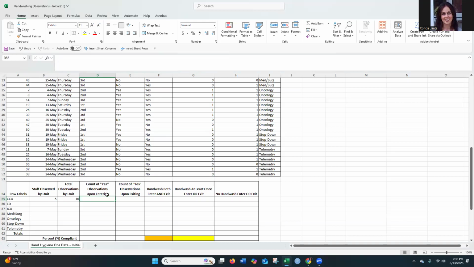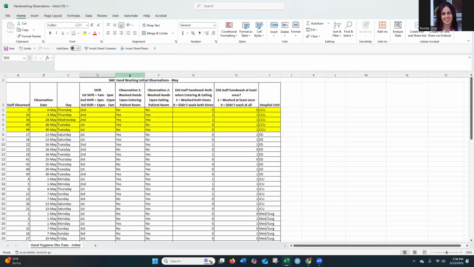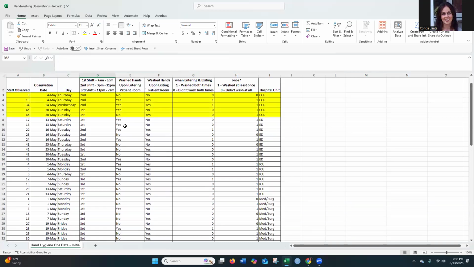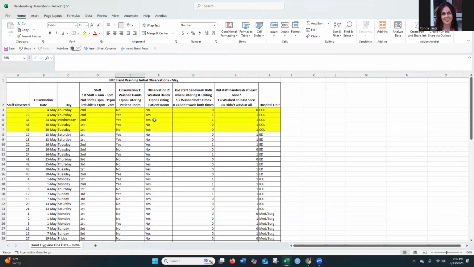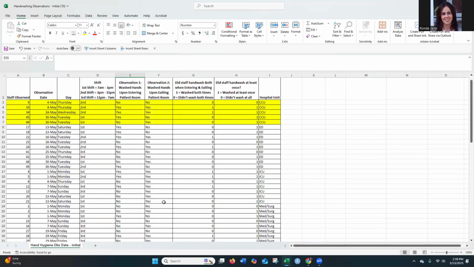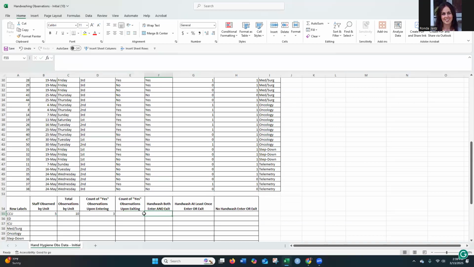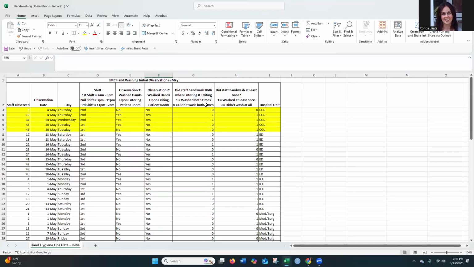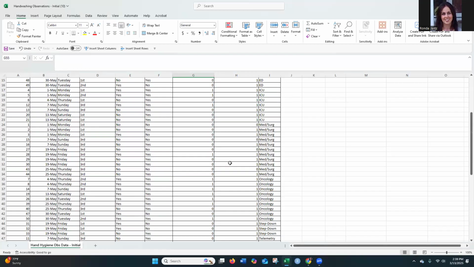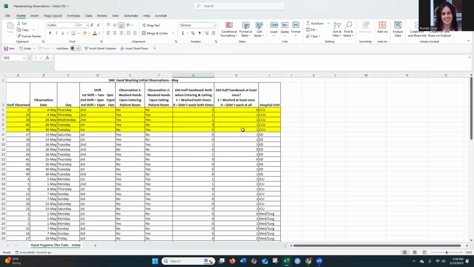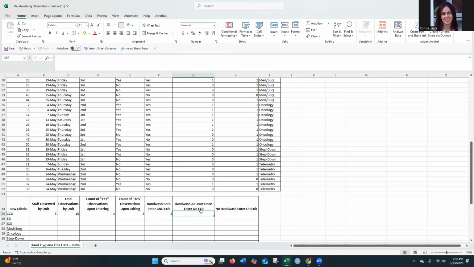The count of yes upon entering. We're going to look in column E. There are 3 who washed when they entered. So we're going to enter 3 here. Count upon exiting. We are going to also notice there are 3 yeses, so 3 on exit. Hand wash both enter and exit, that is column G. We're going to count the number ones. We have 2 number ones, so we'll enter that here. Hand wash at least once enter or exit. That is column H. We have 4 ones, so we are going to put 4 here.